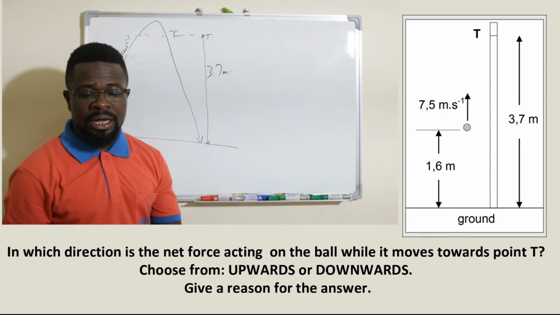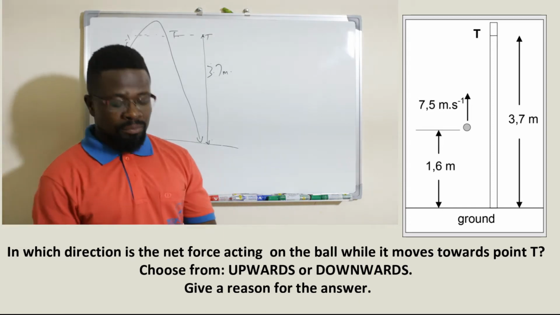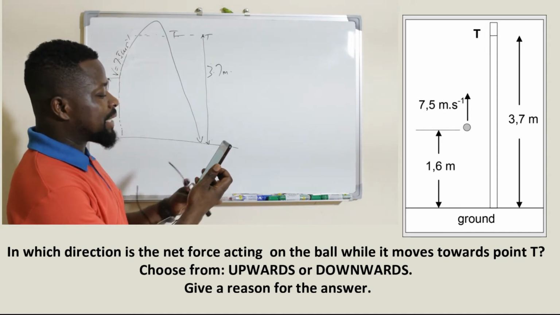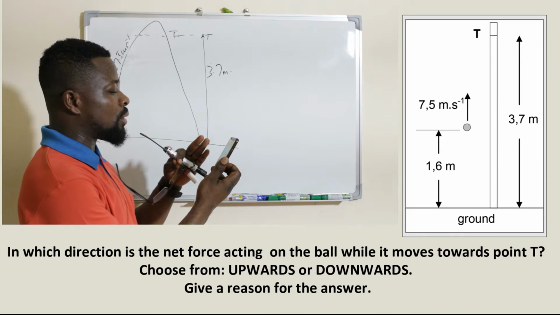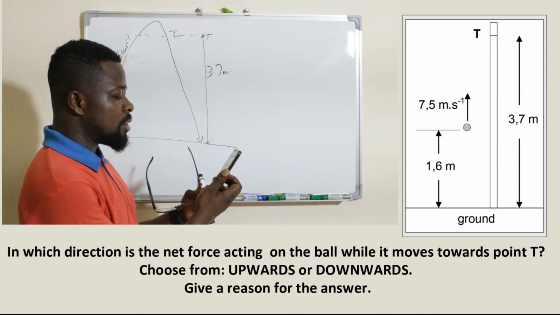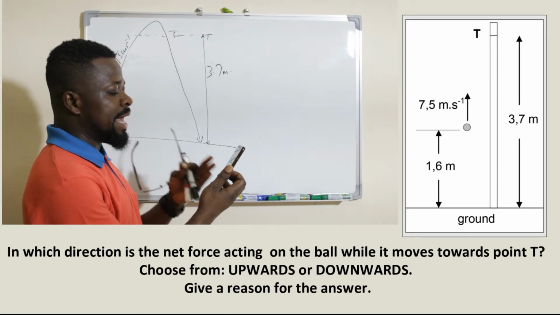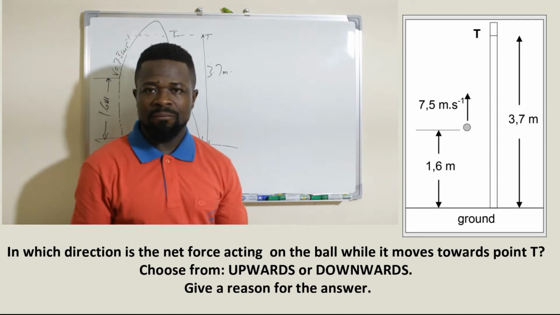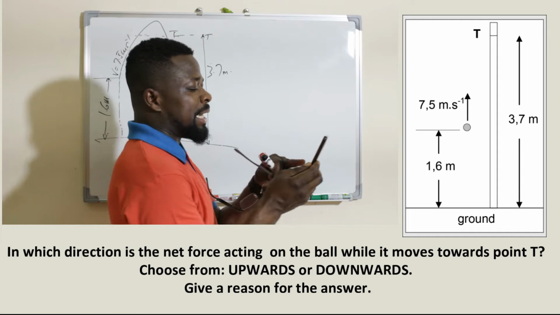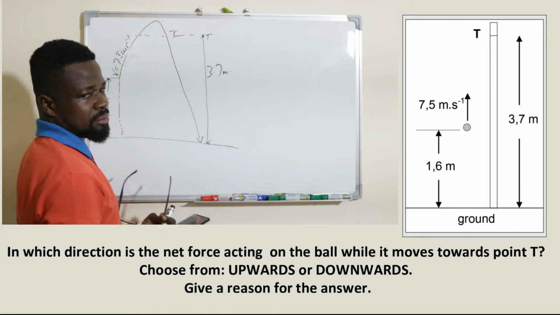Now we want to solve the first problem that we are given. The question is asking us in which direction is the net force acting on the ball whilst it moves towards point T? Choose from upwards or downwards. Give a reason for your answer. We want to find the net force when the object is at the point T.